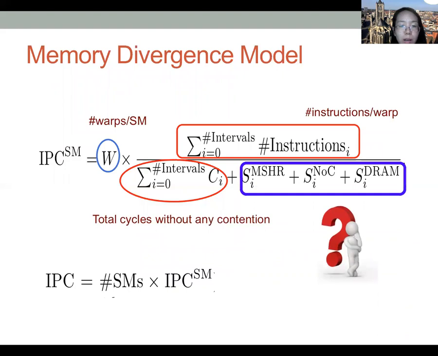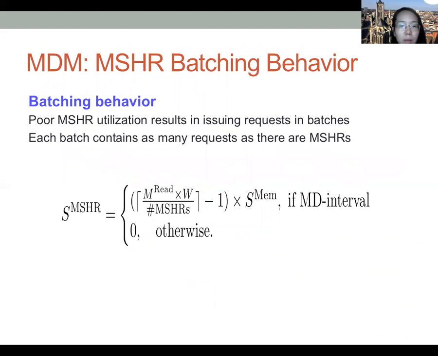The problem is how to get the store on MSHR, NOC, and DRAM, which is also the key component in the MDM model. The overall IPC is then calculated by multiplying with the number of SMs. We find the per-MSHR utilization in memory divergent applications results in issuing requests in batches, and each batch contains as many requests as there are MSHRs. We call it batching behavior. It's described in this equation.